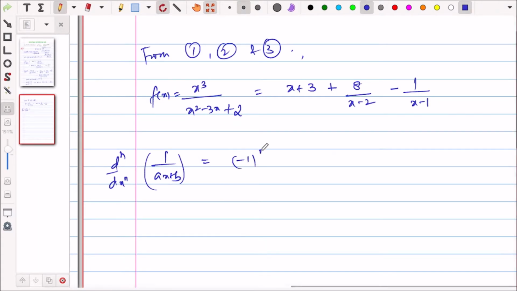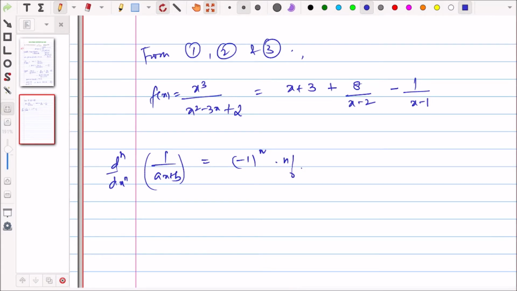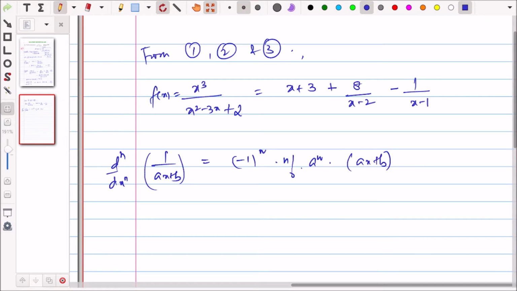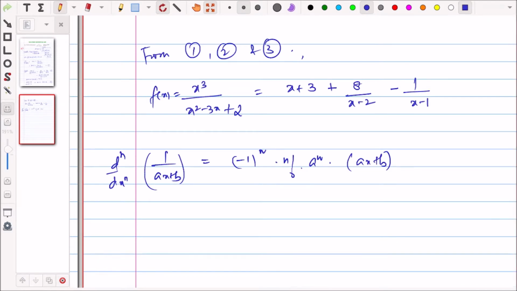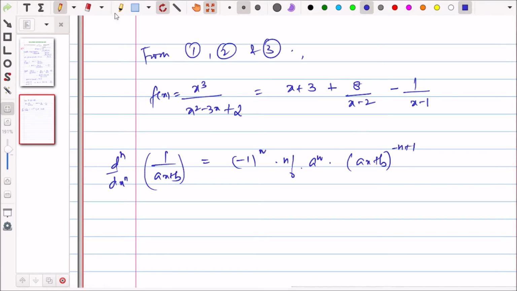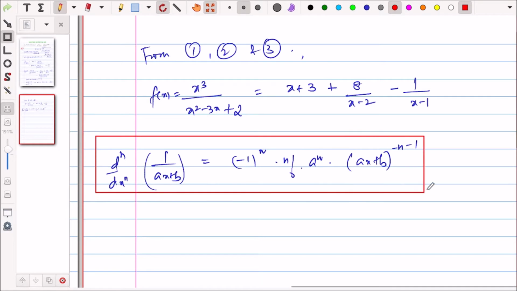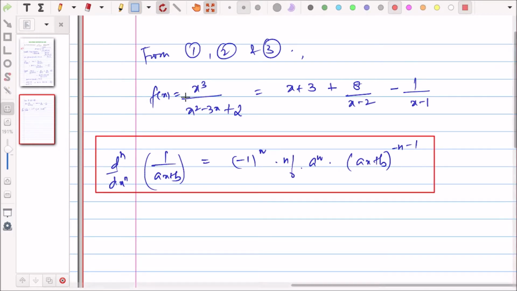minus 1 to the power n factorial, और क्या आता है बताओ, a to the power n और ax plus b to the power क्या बनता है, माइनस n माइनस 1, एक पावर बढ़ जाती है ना नीचे, सॉरी, minus n minus 1, right? This is the formula that we are going to use here. Okay, so formula that we are going to use.